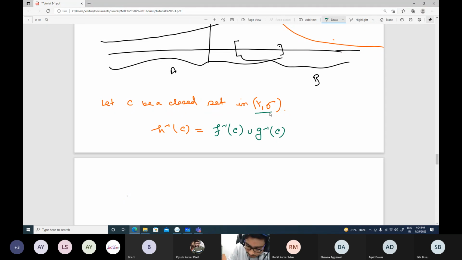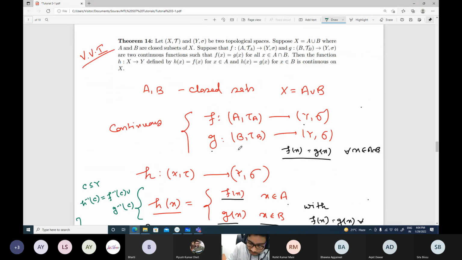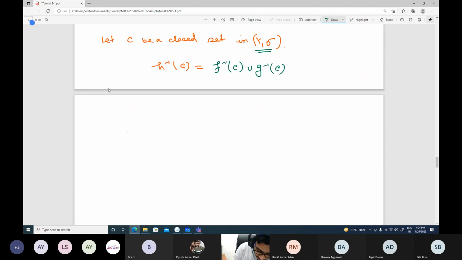Now C is closed in (Y, sigma), and f from (A, tau_A) to (Y, sigma) is continuous. So what can we say about f inverse C? f inverse C is closed in A with respect to the subspace topology. Similarly, g inverse of C is closed in (B, tau_B). So f is continuous implies f inverse C is closed in (A, tau_A).